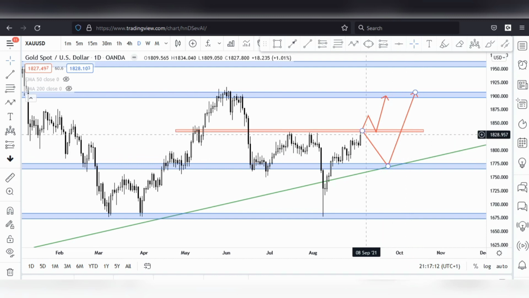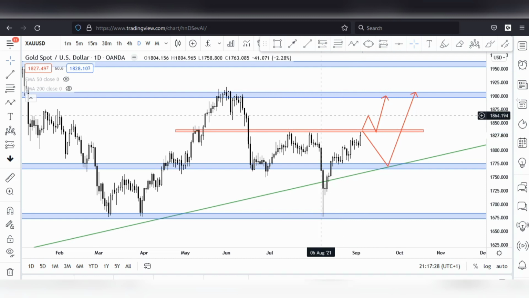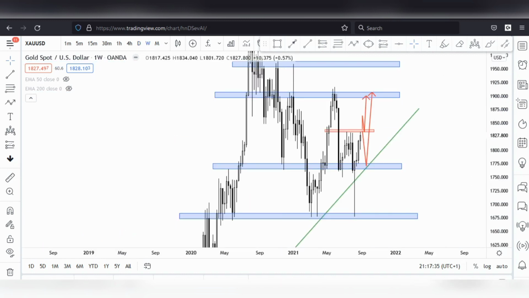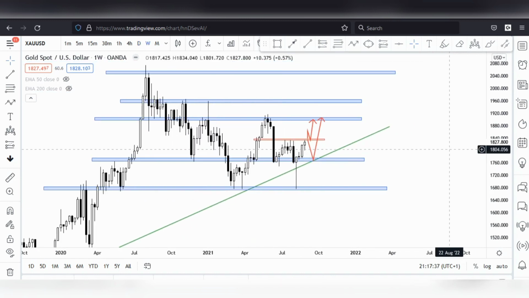Okay, we can also capitalize on this down move just in case we get a bearish reversal pattern over here. Then we can take our sell trade all the way down here. But mostly we'll be looking for our buy opportunities, and we're looking for a break above this resistance level over here.